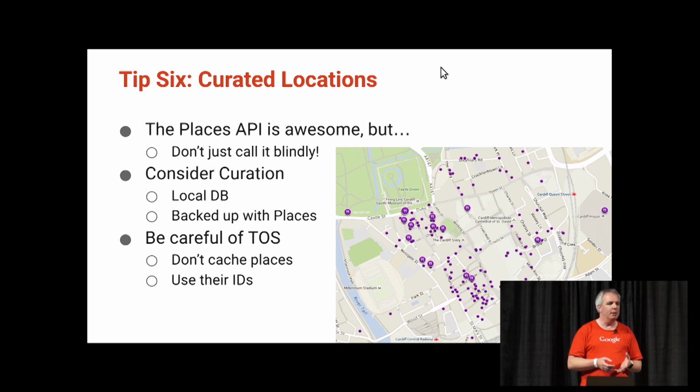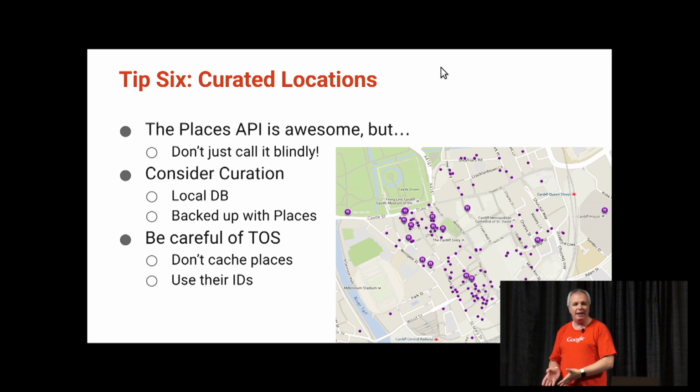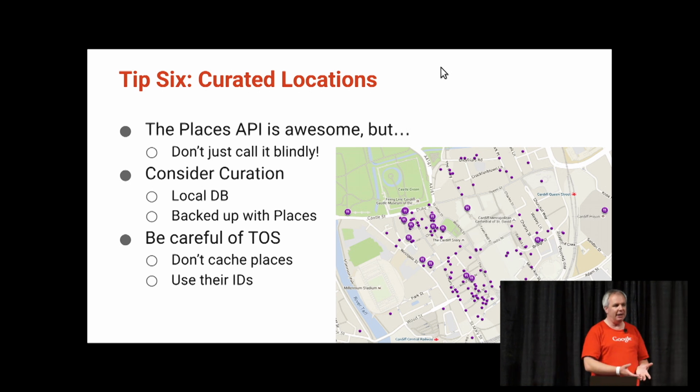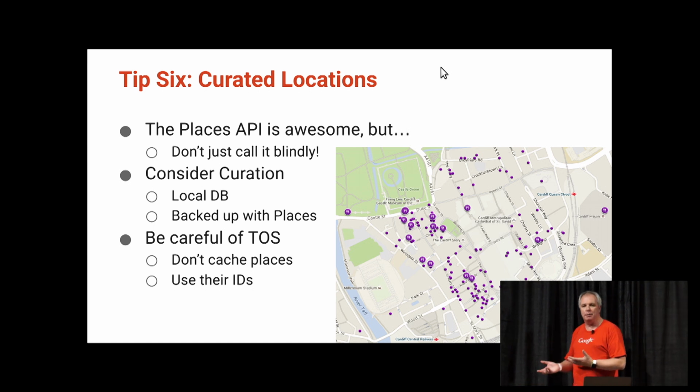And this happy medium is: go ahead, build your curated content, store it in a local database so it's fast, and the user doesn't need to be connected or anything like that. But guess what? These locations, when you use the Places API, have an ID. So why not just store that ID in your local database as well and get the best of both worlds?